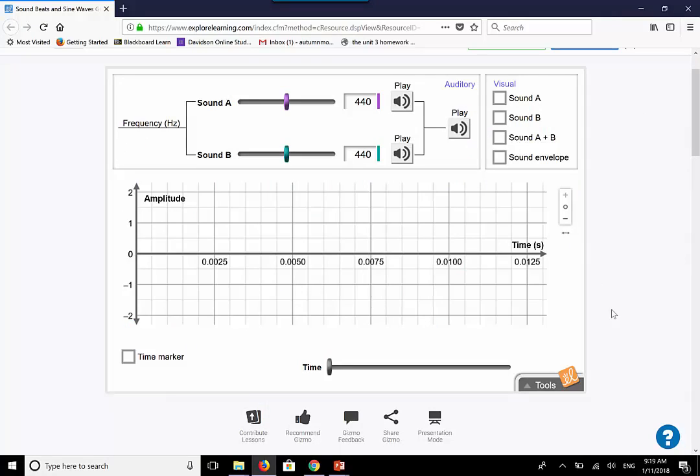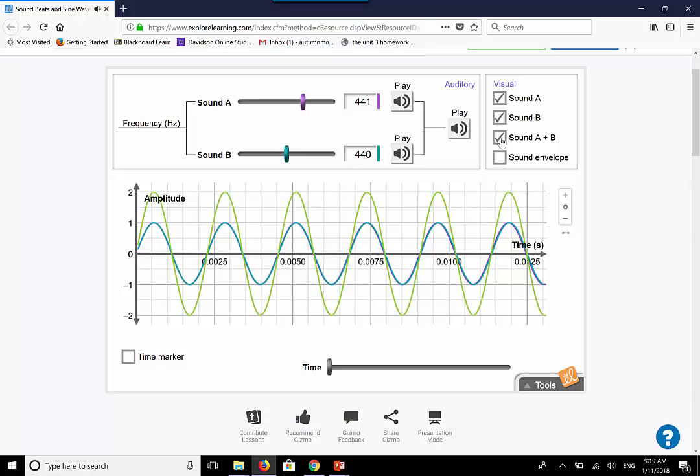All right, so here we have sound A and sound B, and at the moment they have the same frequency, so they're just going to sound like one note. But if I move this frequency, let's say sound A now has a frequency of 441 and sound B has a frequency of 440, and there's sound A on the screen. There's sound B just about on top of each other. The addition of the two, and now I'm going to add in the sound envelope here, the darker blue lines at the top.